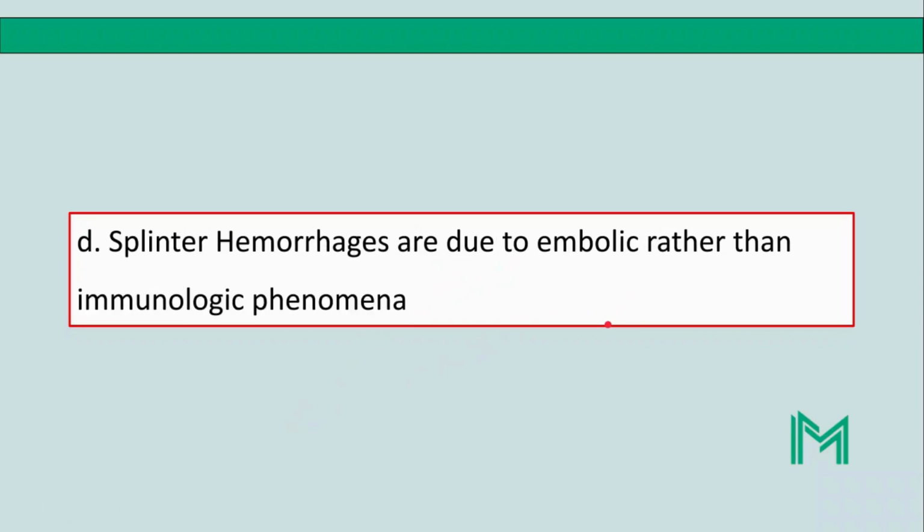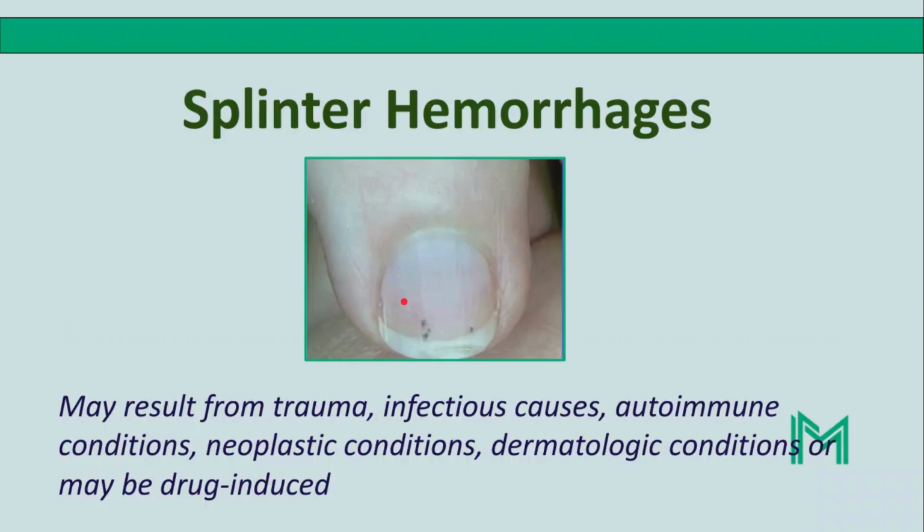Let's look at the next one. Now, splinter hemorrhages are due to embolic rather than immunologic phenomena. Now, what are splinter hemorrhages? These are hemorrhages that occur within the nail bed, along the longitudinal vasculature within the nail bed. So you see them as dark longitudinal lines within the nail bed. Okay, so that's splinter hemorrhages.